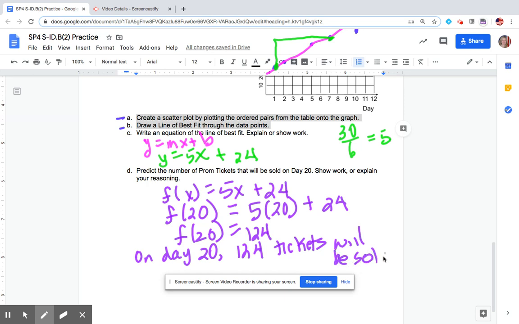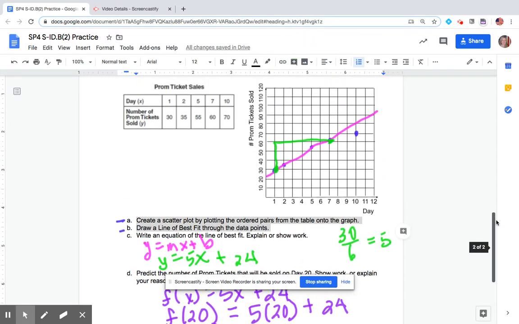The reason I could make that prediction is that when I drew my scatter plot, there was a clear trend in the data, and I used that trend to draw what's called a line of best fit. I found the slope and y-intercept of my line of best fit, and then I used that information to find how many tickets will be sold on day 20.